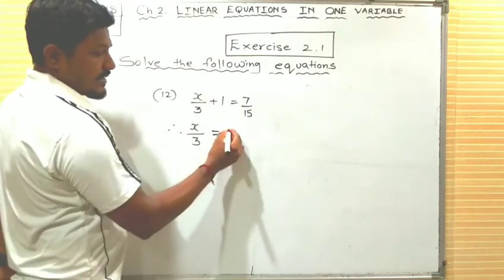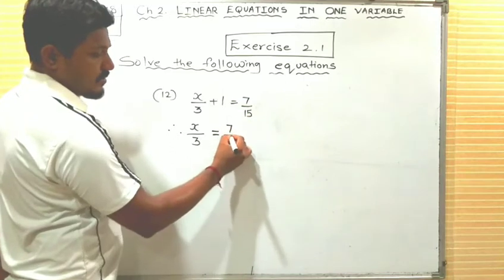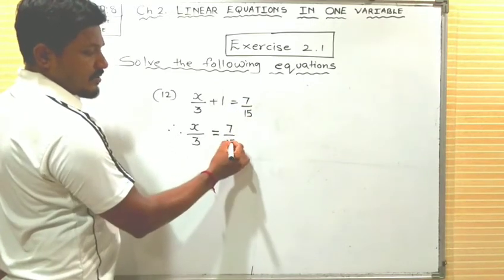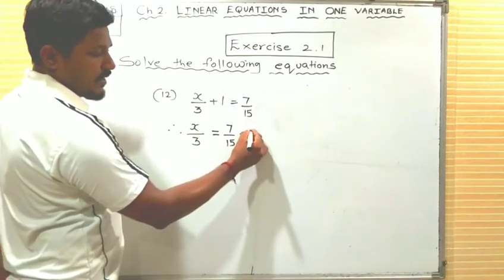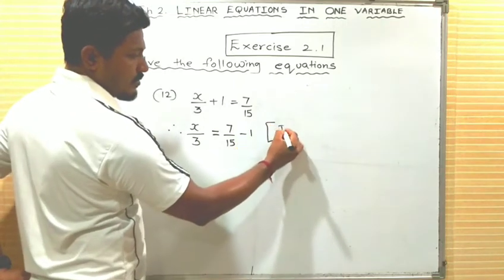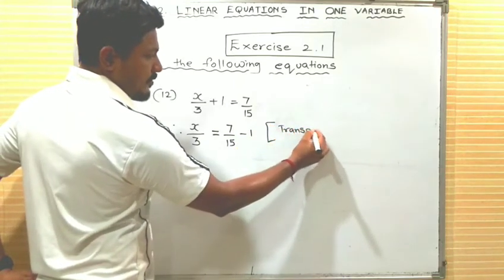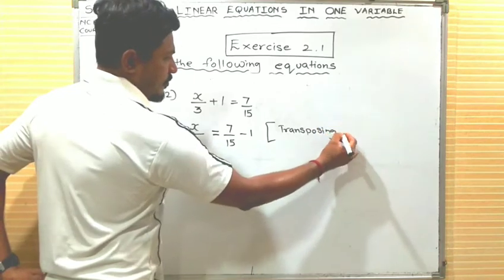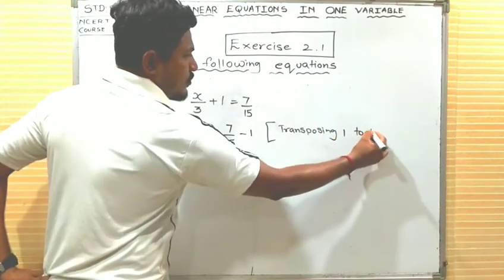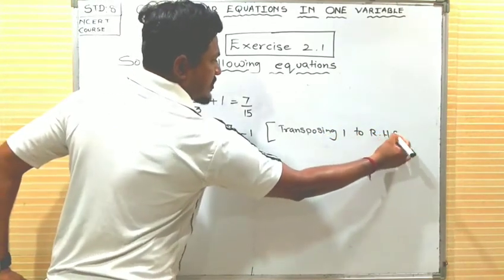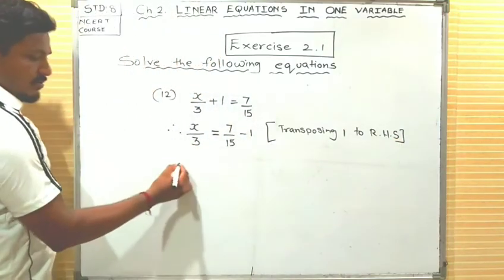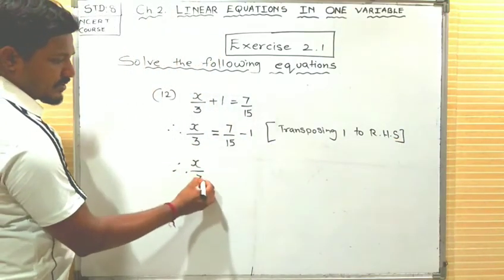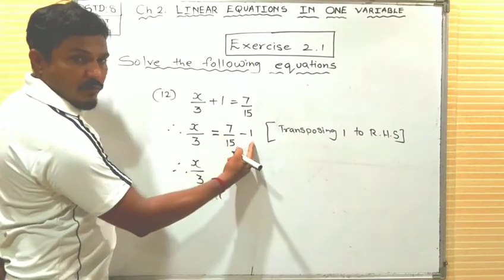Transpose this one to that side, that is on the right hand side. Write down this value as it is. This positive one will become negative one. Write down transposing 1 to RHS. Now what you need to do is you need to find the LCM over here.